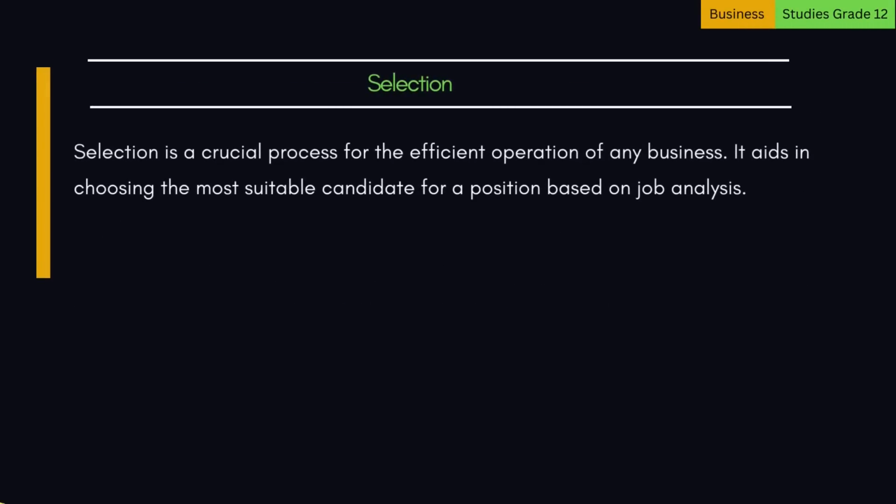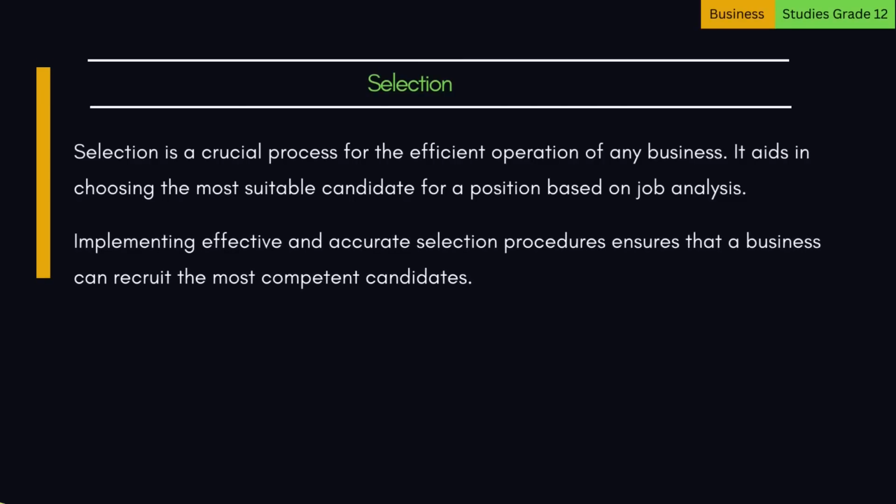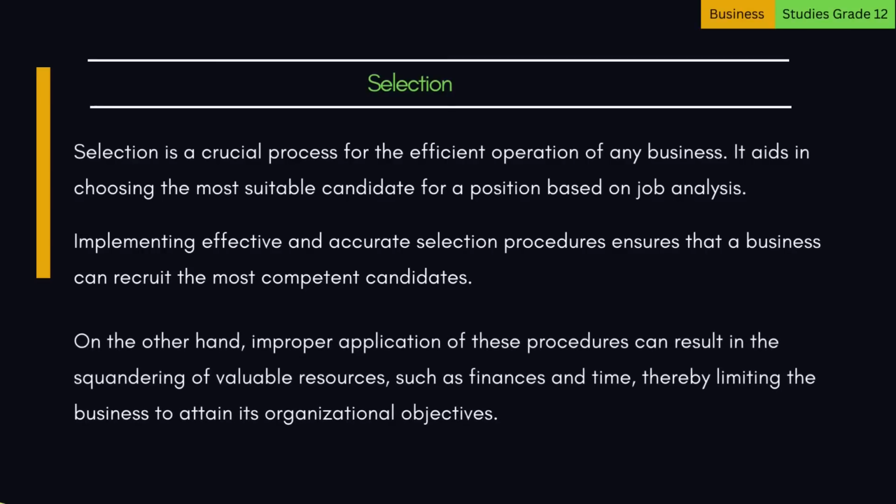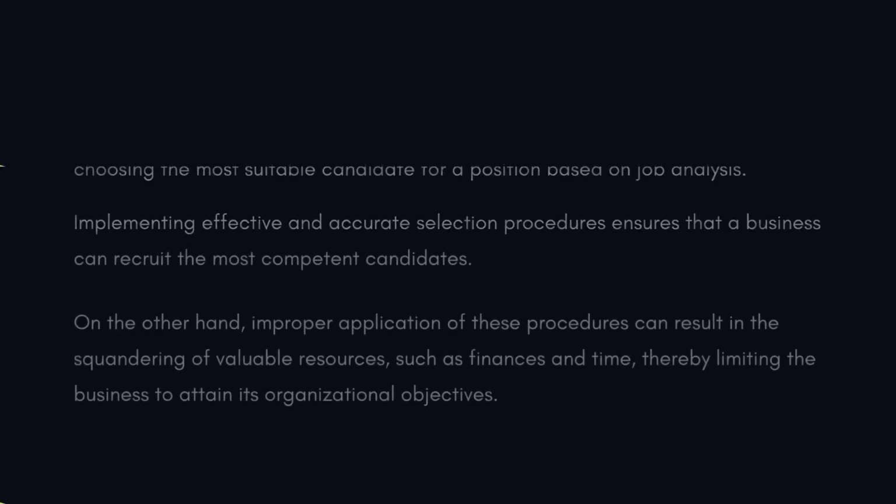Selection. Selection is a crucial process for the efficient operation of any business. It aids in choosing the most suitable candidate for a position based on job analysis. Implementing effective and accurate selection procedures ensures that a business can recruit the most competent candidates. On the other hand, improper application of these procedures can result in the squandering of valuable resources, such as finances and time, thereby limiting the business's ability to attain its organizational objectives.